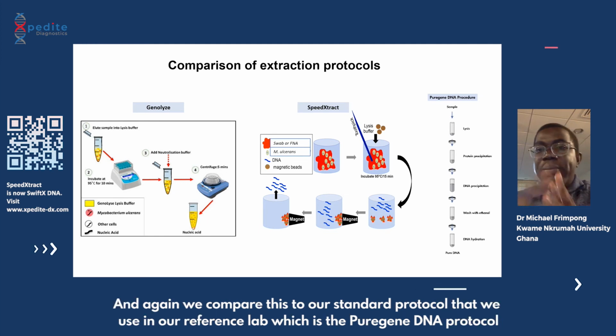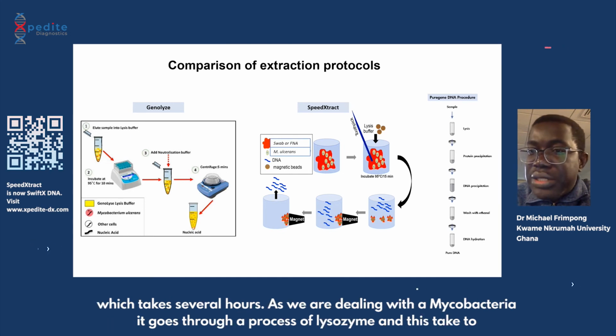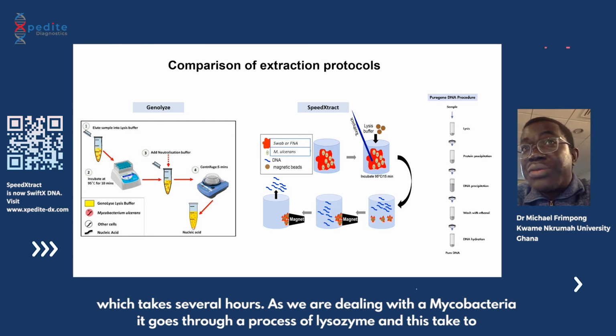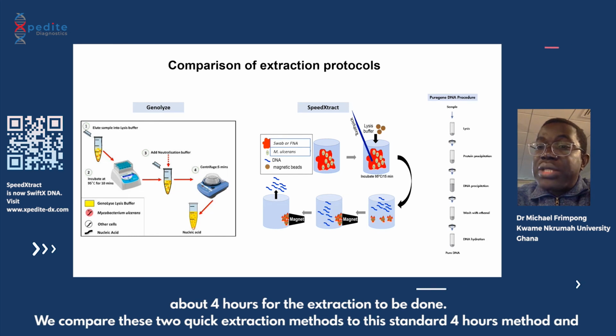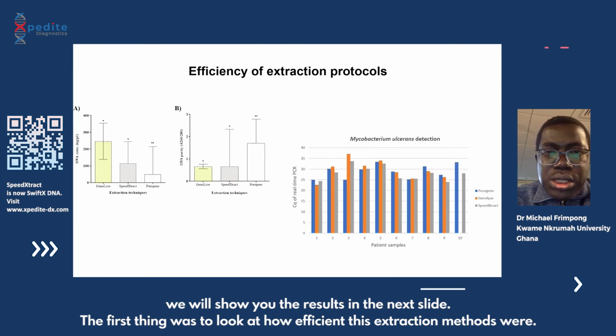And again, we compare this to our standard protocol that we use in our reference lab, which is the QIAGEN DNA protocol, which takes several hours, because like we said, we are dealing with a mycobacterium, and it goes through a process of lysozyme and proteinase K lysis. And this sometimes takes up to about 4 hours for the extraction to be done. So we compare these two quick extraction methods to this standard 4-hour method, and we will show you the results in our subsequent slide. So the first thing was to look at how efficient these extraction methods were.